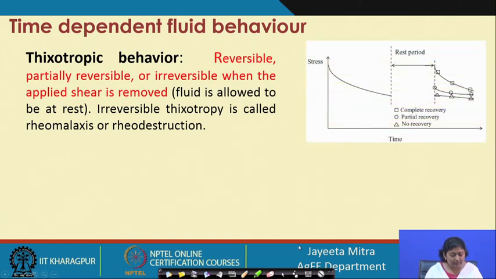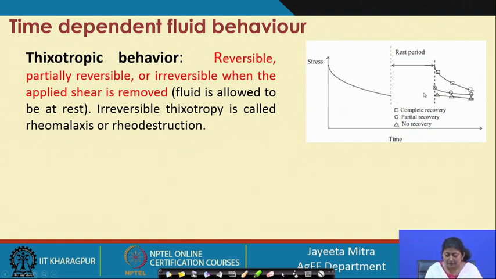So, thixotropic behavior may be reversible, partially reversible or irreversible when the applied shear is removed, right. So, the fluid is allowed to be at rest, and with time we can see this behavior. Irreversible thixotropy is also called rheomalaxis or rheodestruction. So, what happens is that with time, if at constant shear rate the stress is gradually reducing, then at a certain time we rest it at that position.